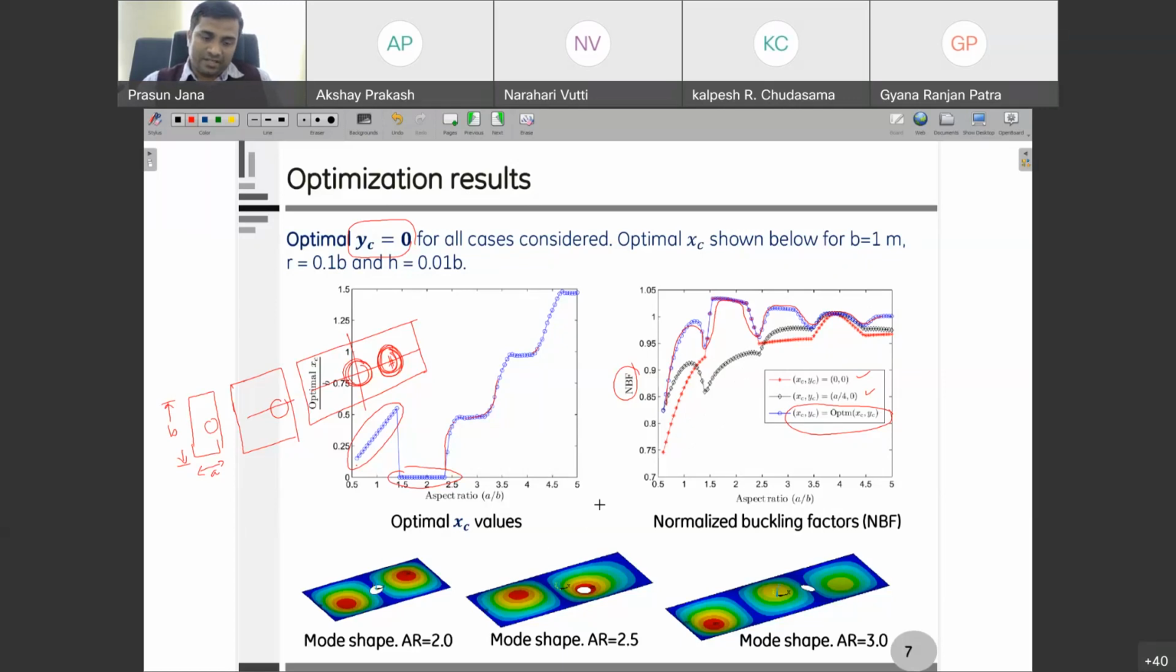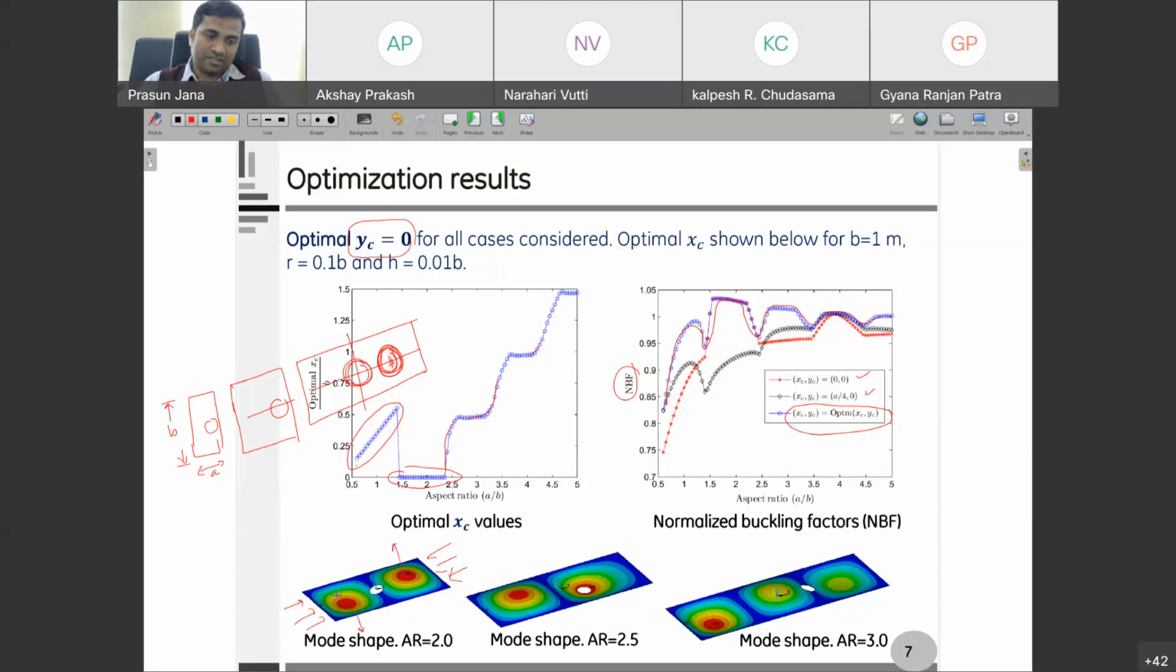And I was telling that the optimal location actually is very difficult to guess a priori. So you can see, sometimes we say that because this is the mode shape. Mode shape means, as we go towards buckling instability, how the out-of-plane deformation will look. So basically it is loaded in this direction, the plate, and when it buckles, this goes down and this goes up.